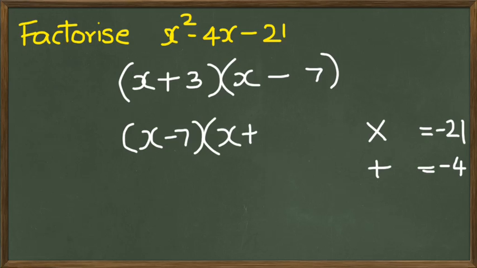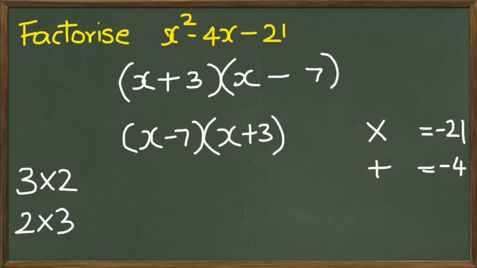Here's the thing. Have a look at this, guys. Can you do 3 times 2? Is it the same thing as saying 2 times 3? Yes, it is, right? So when you're multiplying 2 numbers, it doesn't matter which one you write first. So it doesn't matter. Both of those answers are correct.